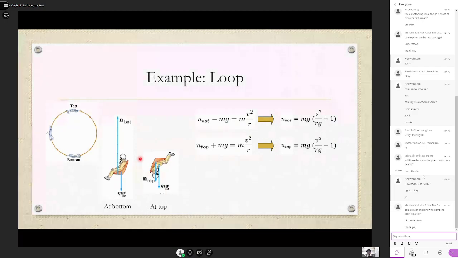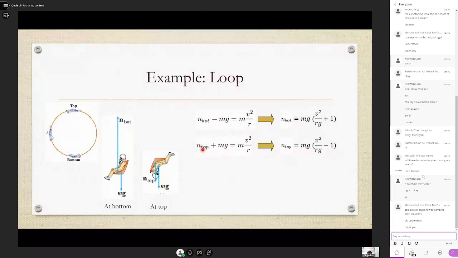So if you write out the summation of forces for the bottom, it will be N bottom minus mg, so mg in the opposite direction, equals mv squared over r. Because at this point, you are traveling in a circle. Okay? That's why it equals mv squared over r.